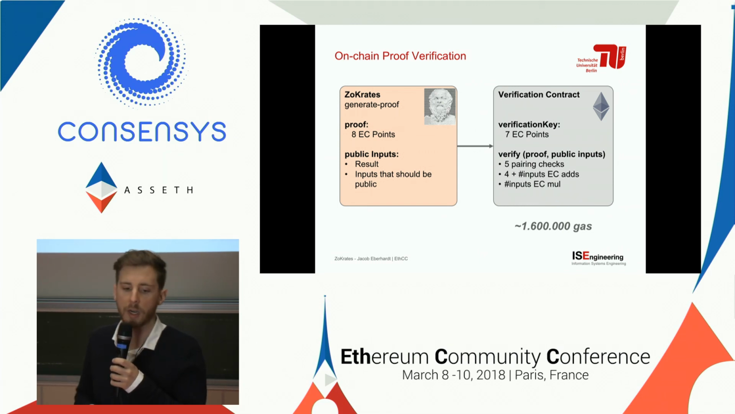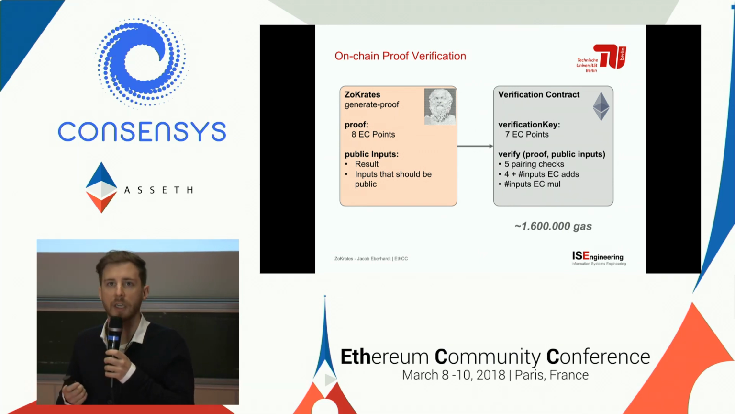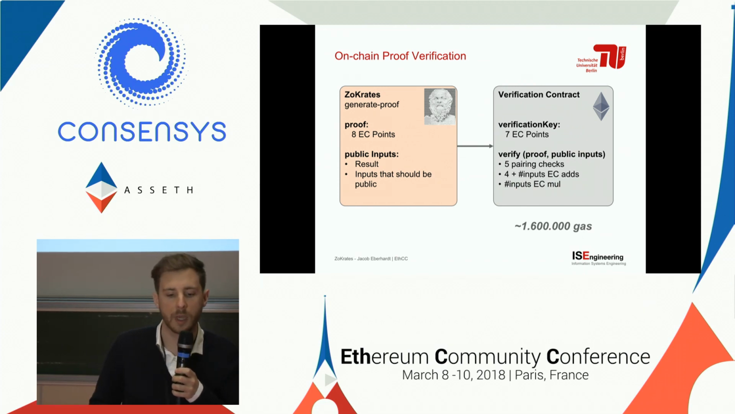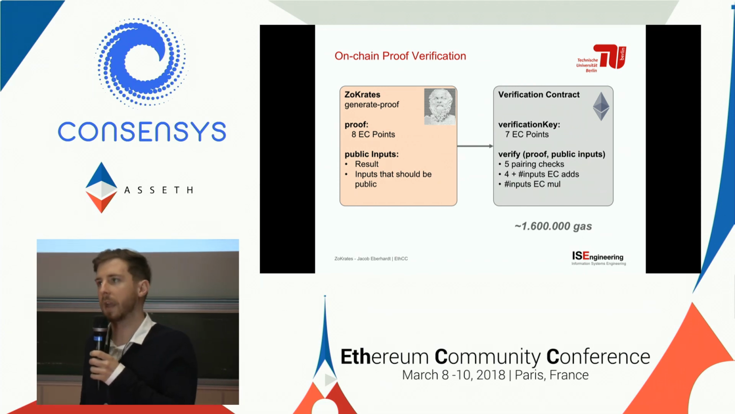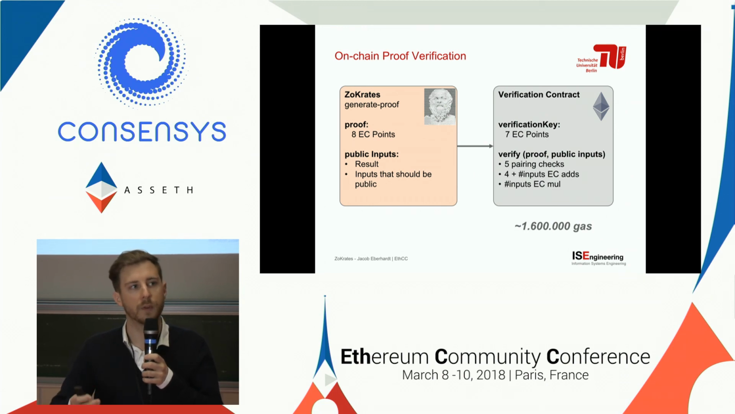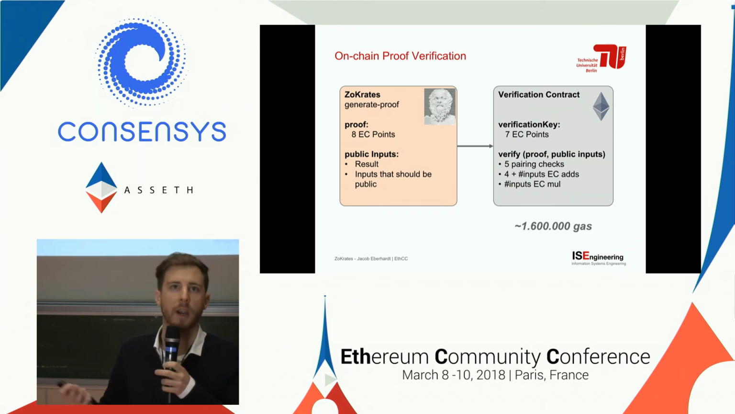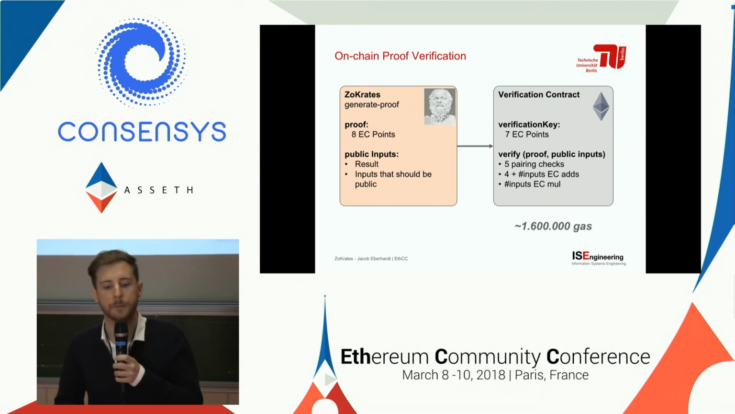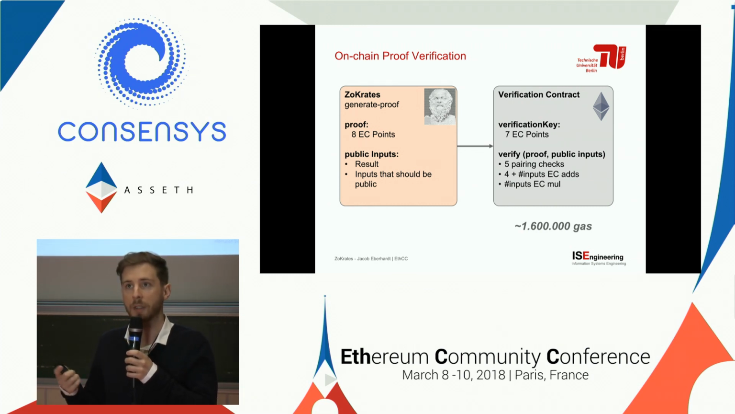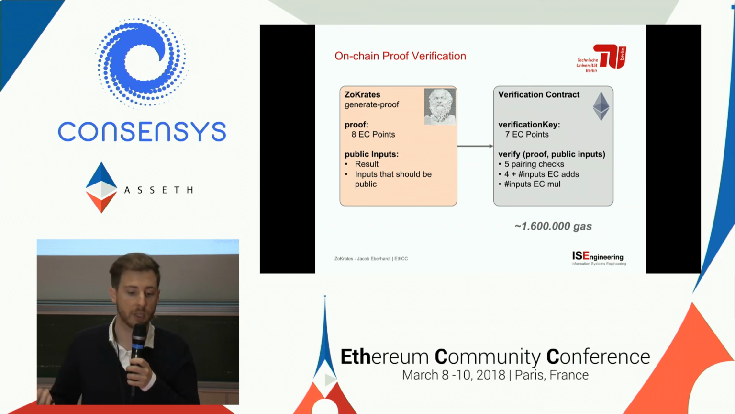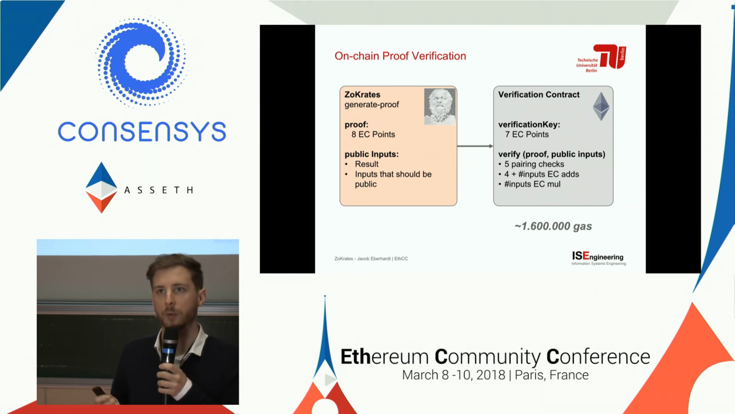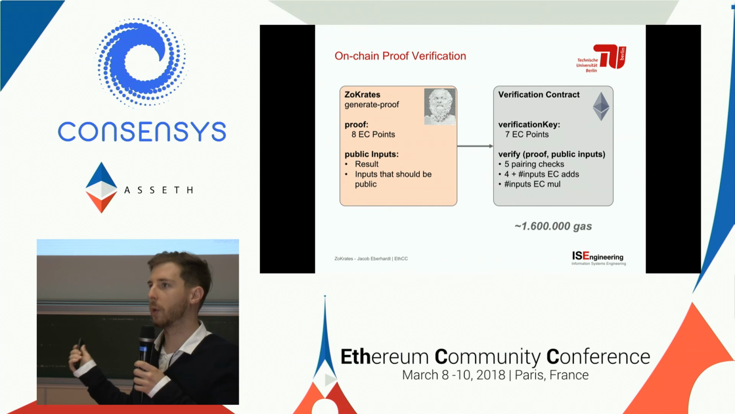And that contract has the verification key included at 7 elliptic curve points, and it has a verify function that can verify proofs and also check whether the result is correct for the given program, using the precompiles that were introduced with Byzantium. At the moment, with the proof system we're using, that costs 1.6 million gas.